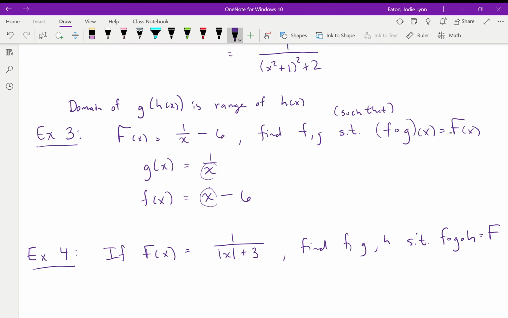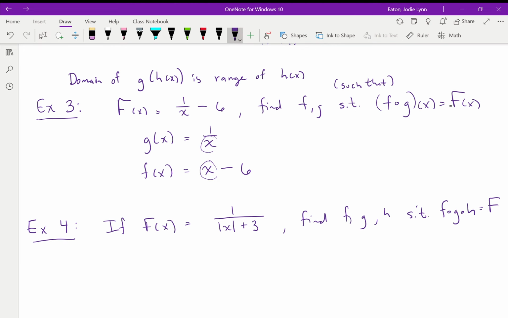Okay, so our h is going to come first. So we look at what happens first. And the x is within absolute value signs. If we had added the 3 first, it would be inside the absolute value. So the very first thing we did was absolute value. So our first function is the absolute value of x, and that first function is the last in our composition order, or our h. So we have h of x is the absolute value of x.